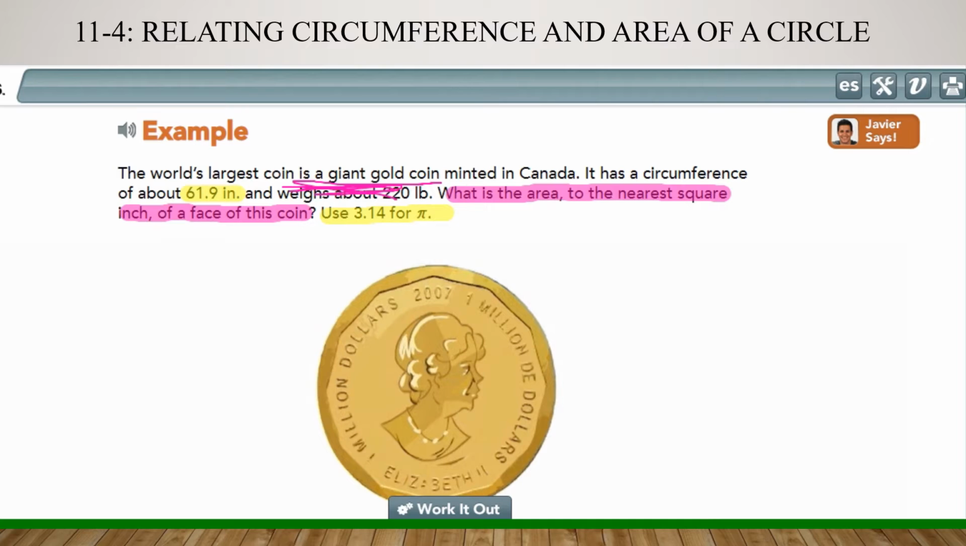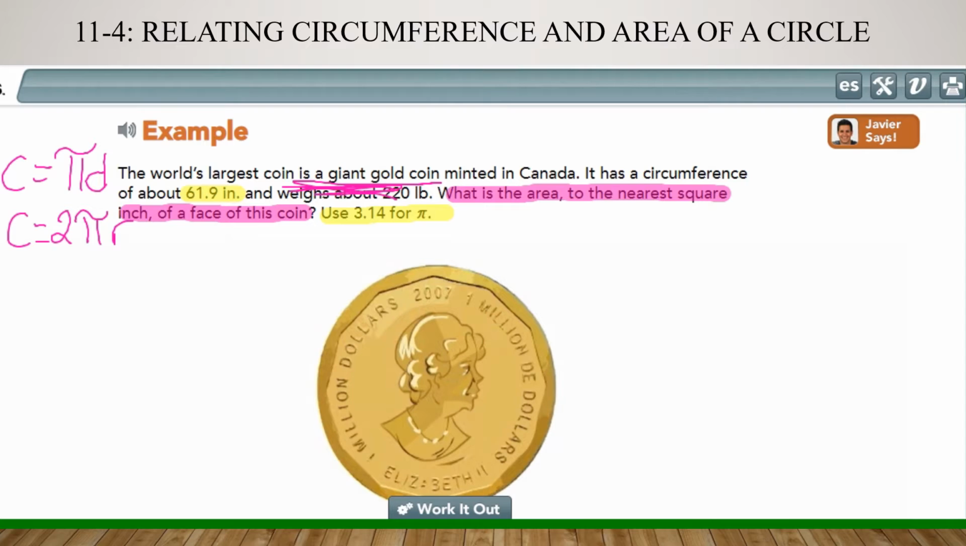In this question, it only gives us the circumference, but we need to find the area. So we have to think about the formula for circumference. Well, we know two of them. One is circumference equals pi times diameter, or the other one is circumference equals 2 times pi times the radius. So we have to look at these formulas.